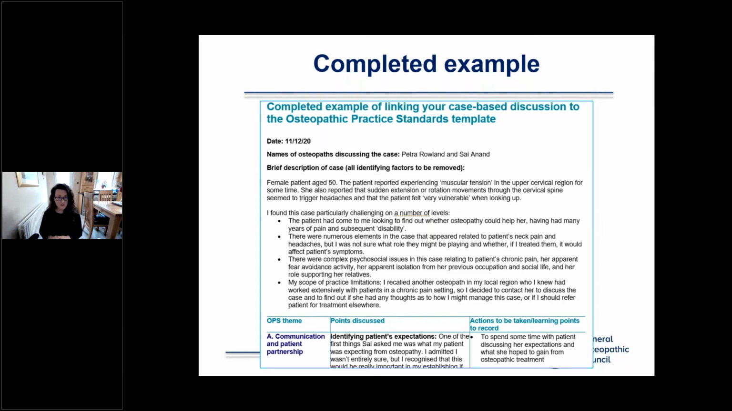What I will say is this osteopath did write a lot of text. Some people prefer to do that, others just want to jot down bullet points, but it's worth having a read through this to familiarize yourself and to think about, oh, actually, this is how I want to record it. Here's the template that I want to use, or to help you adapt the template in a way that suits you best.